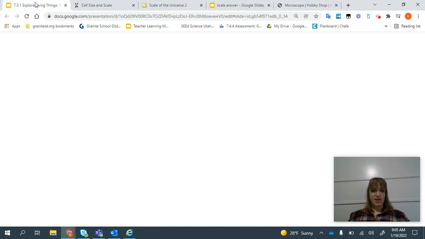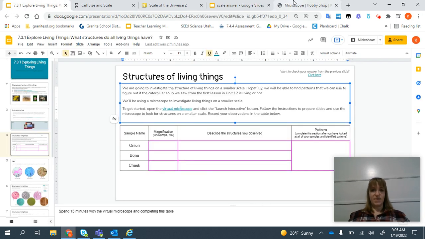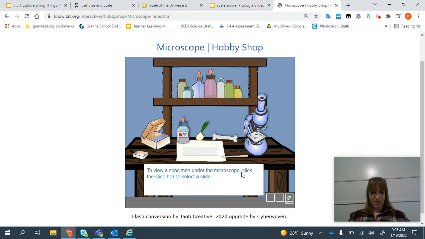Now, if you look, our table says to prepare the onion slide first. So it says to view a specimen under the microscope, click the slide box to select a slide. So we click the slide box, it gives us a slide. Now we get to choose a specimen and drag it onto the middle of the slide. So we're going to start with the onion. So we're going to grab the onion and put it on the middle of the slide, and that's going to give us a specimen on the slide.